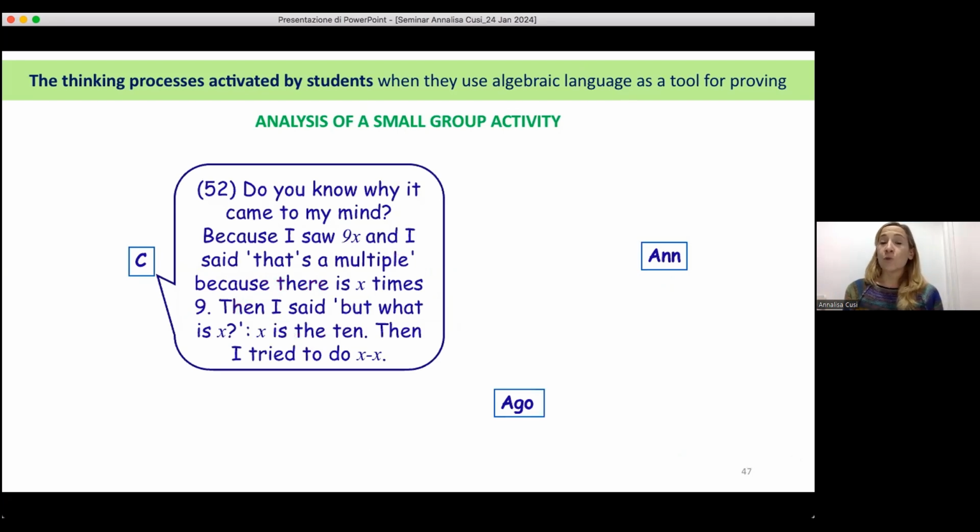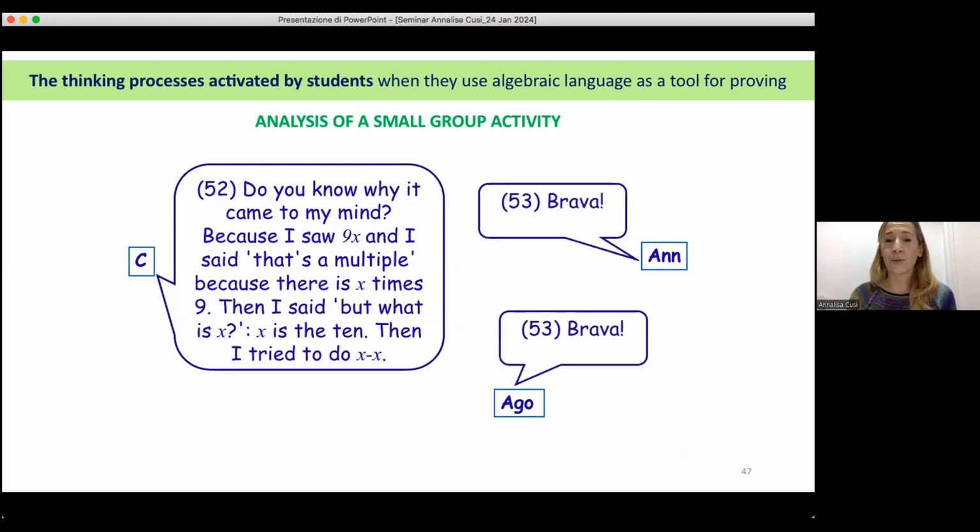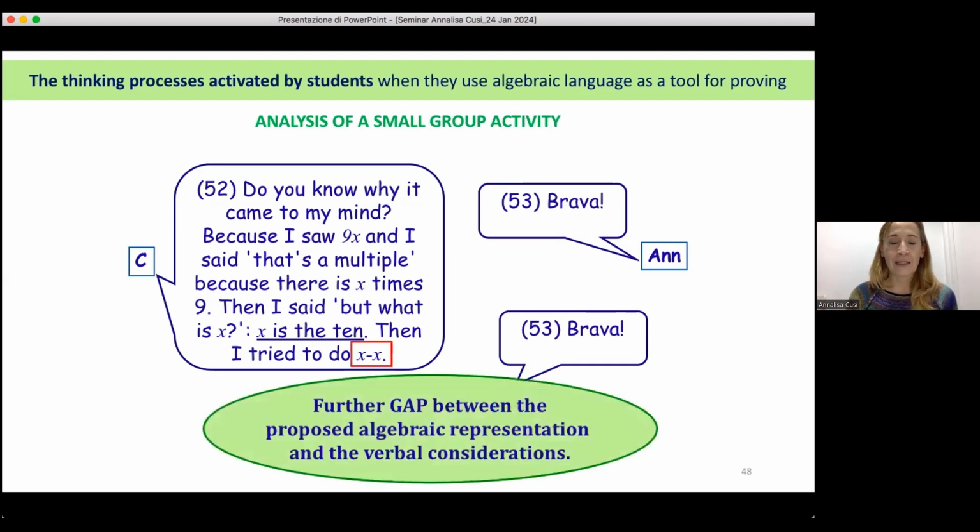Do you know why it came to my mind? Because I saw 9x and I said, that's a multiple because there is x times 9. Then I said, but what is x? X is the 10. Then I tried to do x minus x. So again, the classmates are really happy of these results and they say, brava. But again, we can see that there is a further gap between the proposed algebraic representation, x minus x, and the verbal considerations, which are correct.